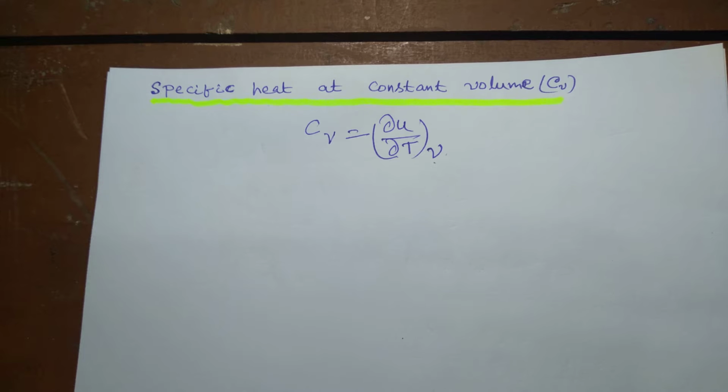Today I will solve some numericals based on the first law of thermodynamics, and those numericals are from the book of P.K. Nag, Engineering Thermodynamics. And prior to that, I will discuss briefly about specific heat at constant volume, that is Cv, and specific heat at constant pressure, Cp, because those numericals are also related to the concepts of Cp and Cv.